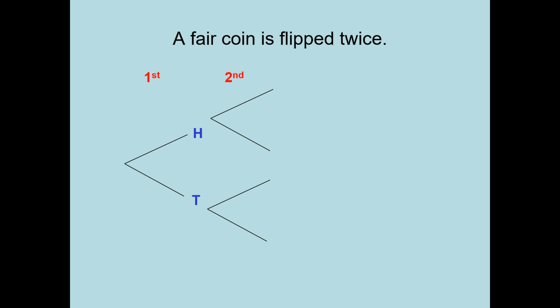Now we can list our outcomes for the second event. The second time I flip a coin, it still has the possibility of getting a heads or a tails. And that same possible outcome applies no matter what our first event's outcome was.